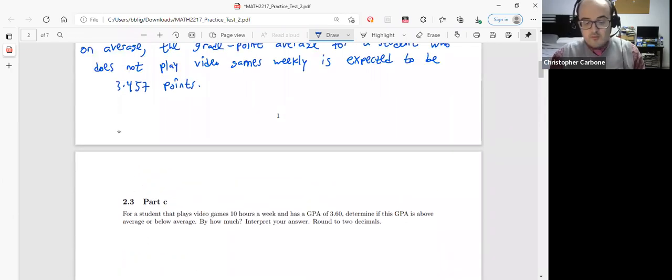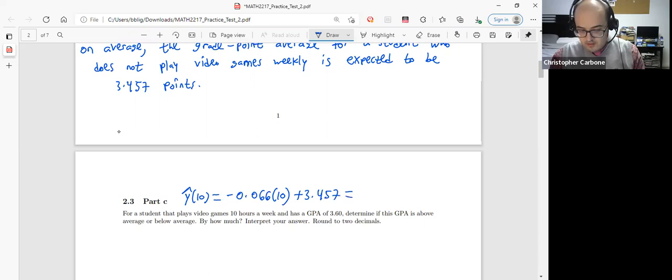So, to do that, we need to put 10 into our equation. So the value of y hat at the x value of 10. So negative 0.066 times 10 plus 3.457. You toss that into a calculator, and the answer you should get for that is 2.797.